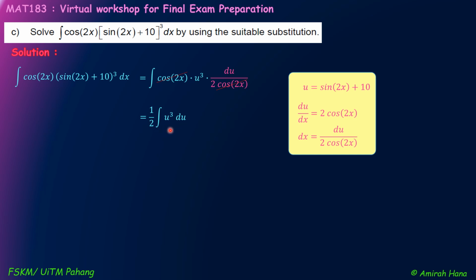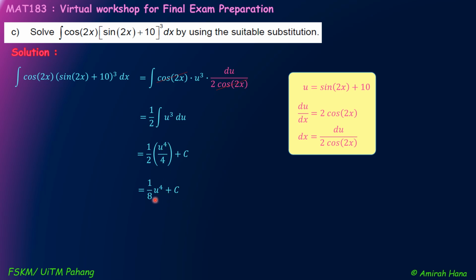And then from here, we can integrate with respect to u using the power rule. We still have the constant half in front here, and then we integrate u cubed using the power rule. So we get u to the power of 4 over 4. And since this is an indefinite integral, we must put plus c at the back, right? And then we have 1 over 8, u to the power of 4 plus c.